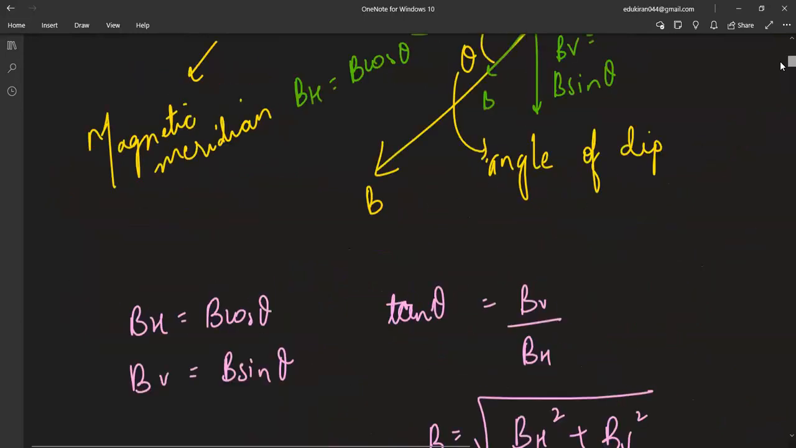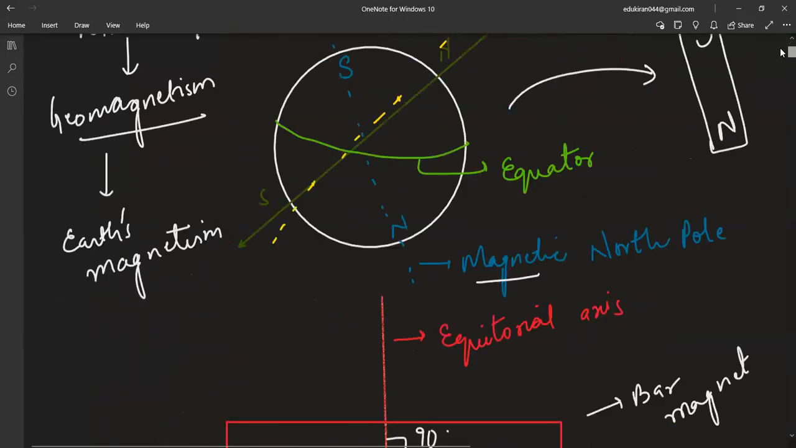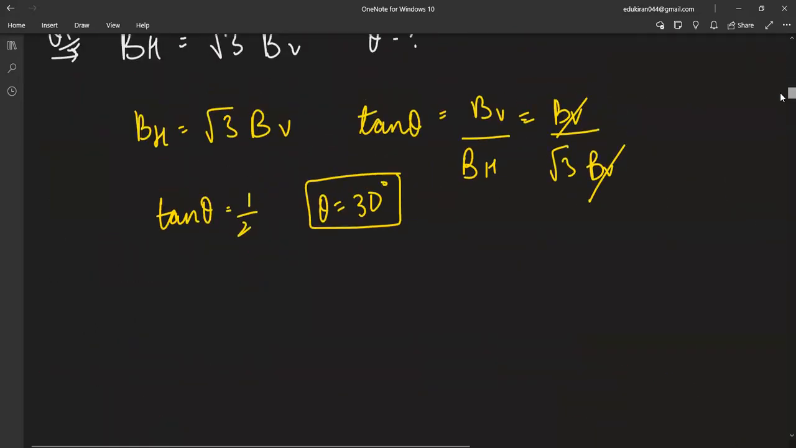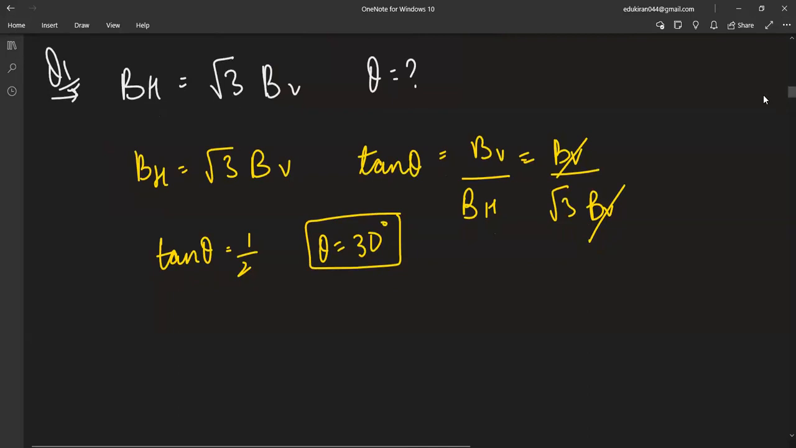All right. So, magnetic angle, angle of dip, angle of inclination. This we had seen. I want to make you practice some more questions. Just note it down, and we complete this lesson today.